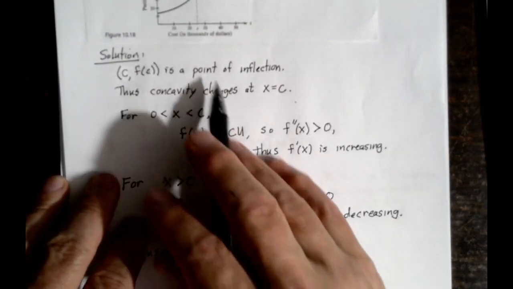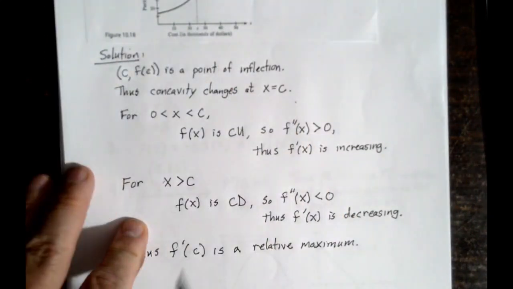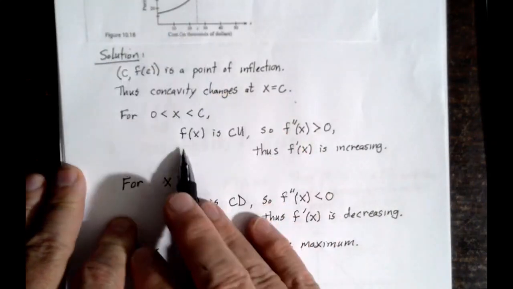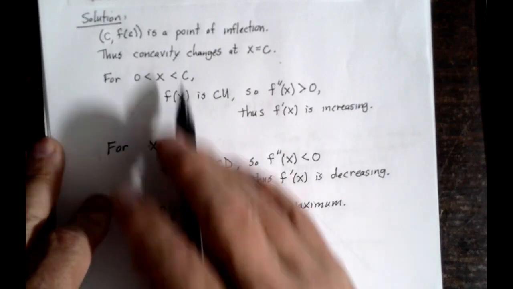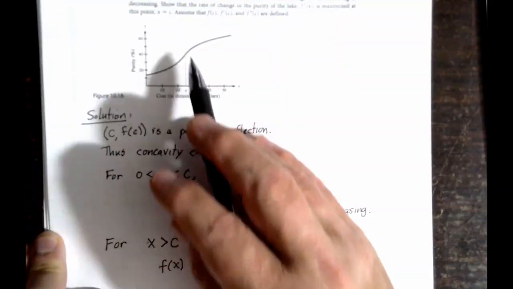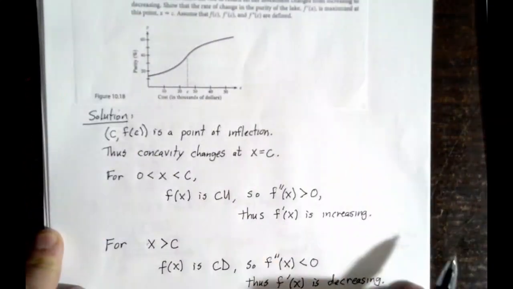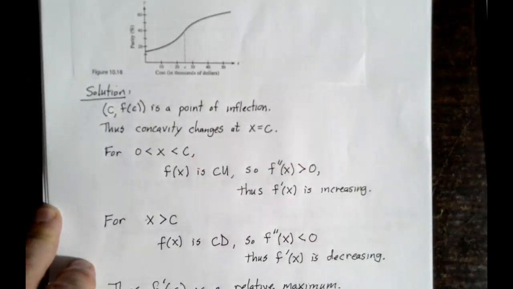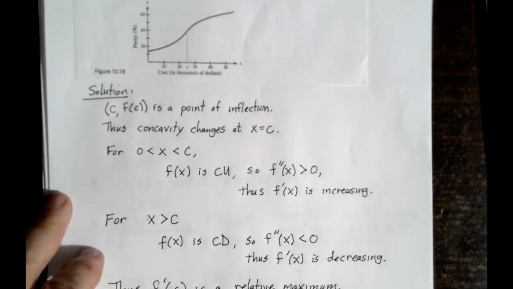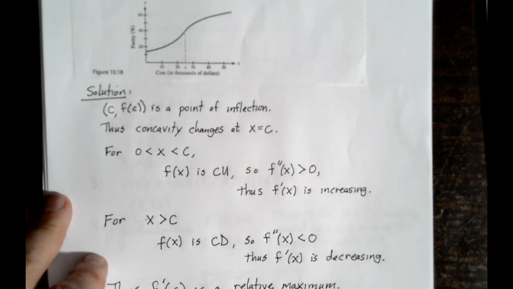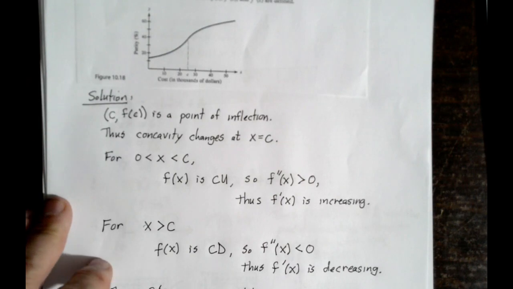So the concavity changes at the point x equals c, and between 0 and c it's concave up, curving upward, and for x greater than c it's concave down. Concave down, it's curving downward. So we can say that x equals c is a point of inflection. It's also the point of diminishing returns. And we can say that f prime at c is a relative maximum. The first derivative has a relative maximum at c.